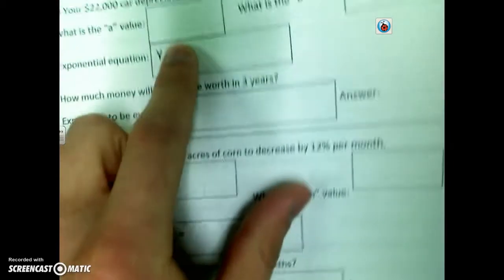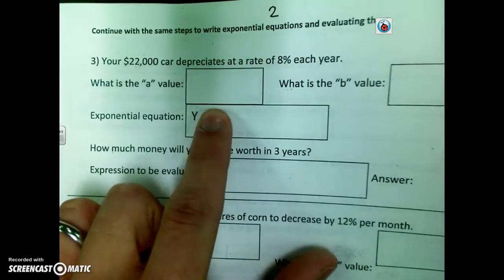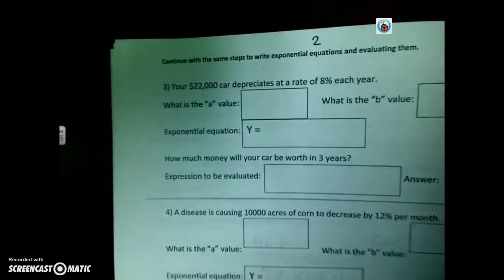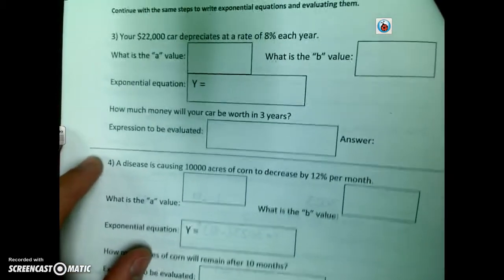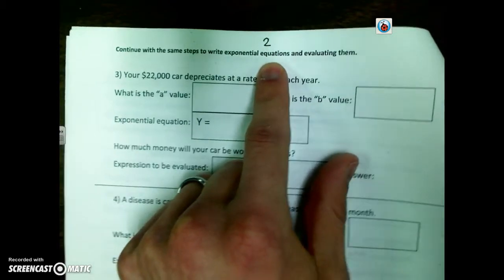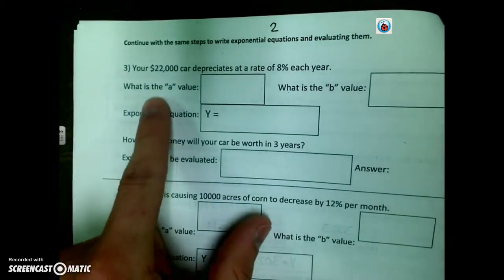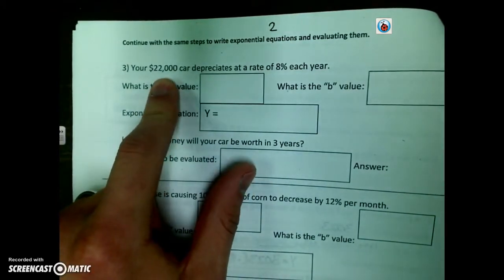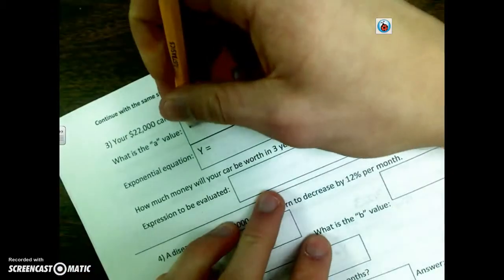But something to keep in mind is that on the back side, it takes away your template, right? It still asks you for your a value, right? So if we are going to be looking here at number 3 on part 2 of estimating with exponential decay, I would still go through a similar process. I'd still find my a value here. So if we have a car that starts off at 23,000.